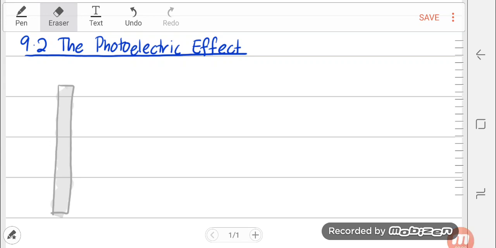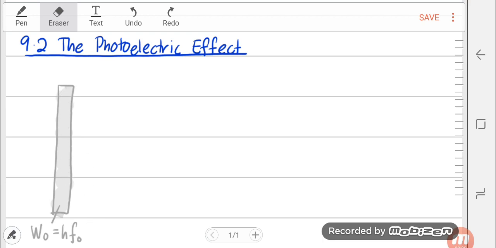Hi everyone, in this video I'm going to explain to you about 9.2, the photoelectric effect. So I have here a metal with a very specific work function. W naught is the work function. Now the equation for the work function is W naught equals hf naught, where h is Planck's constant and f naught is the threshold frequency for this particular metal.